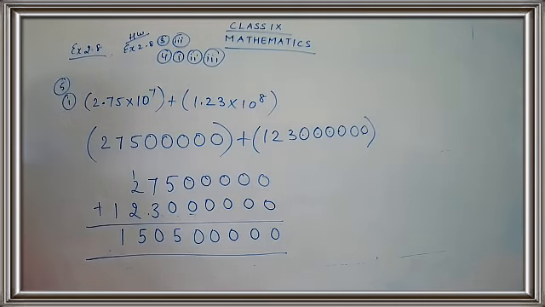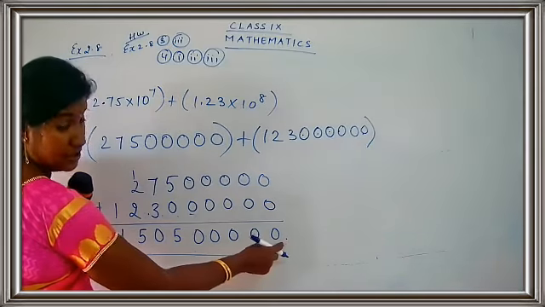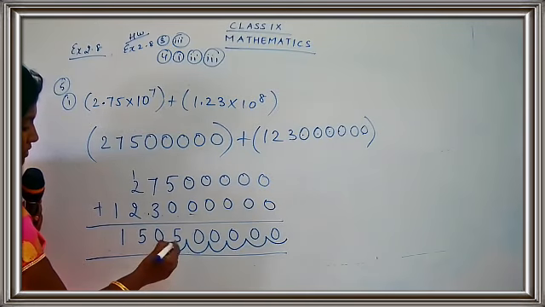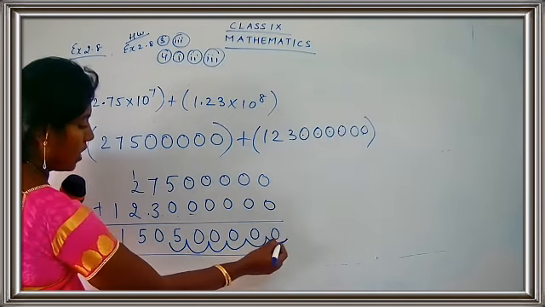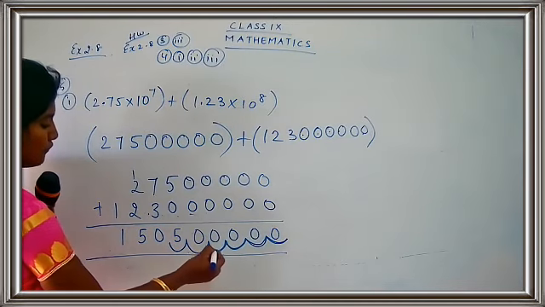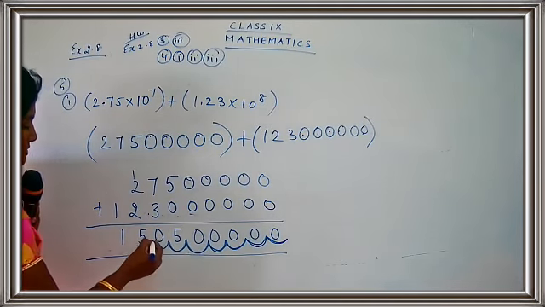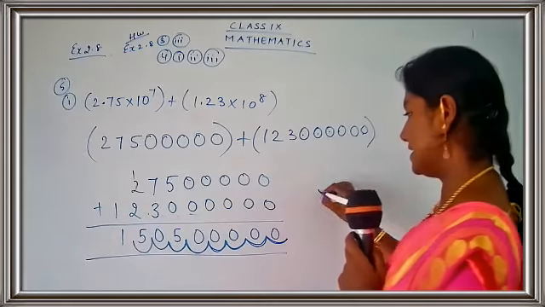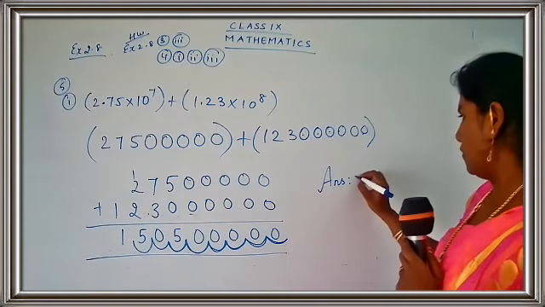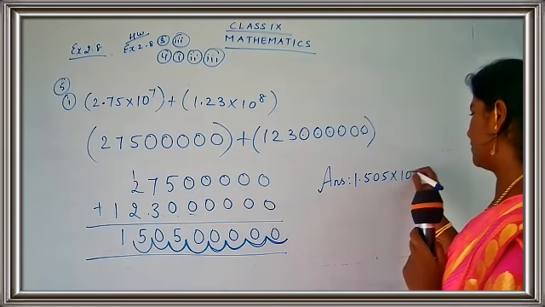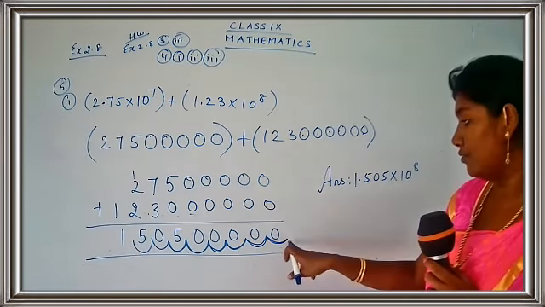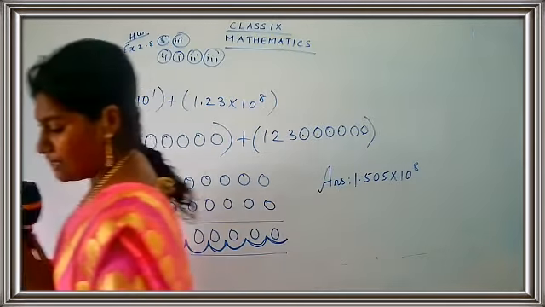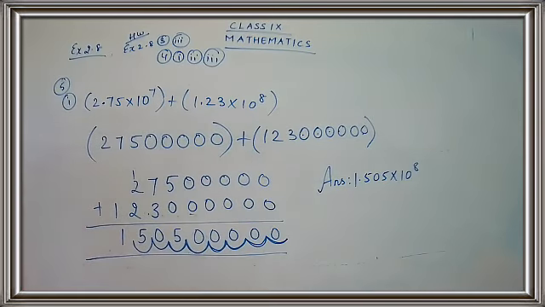So now where is the decimal point actually present? The decimal point is over here. Yes, children? So I'm going to move it. 1, 2, 3, 4, 5, 6, 7, 8. So I get the answer as 1.505 into 10 raised to 8, because we are shifting to the left side. The answer is 1.505 into 10 raised to 8.